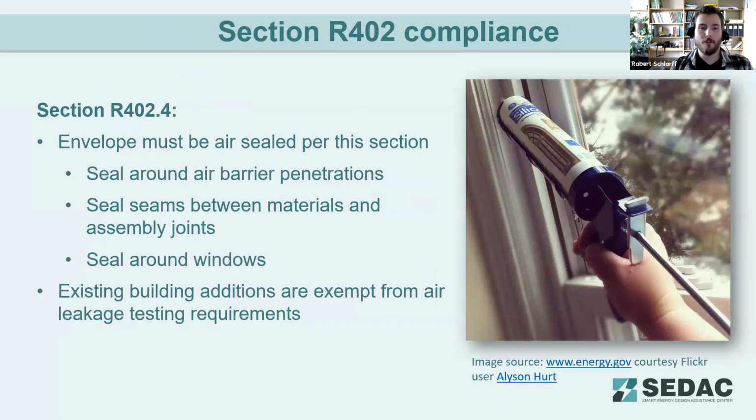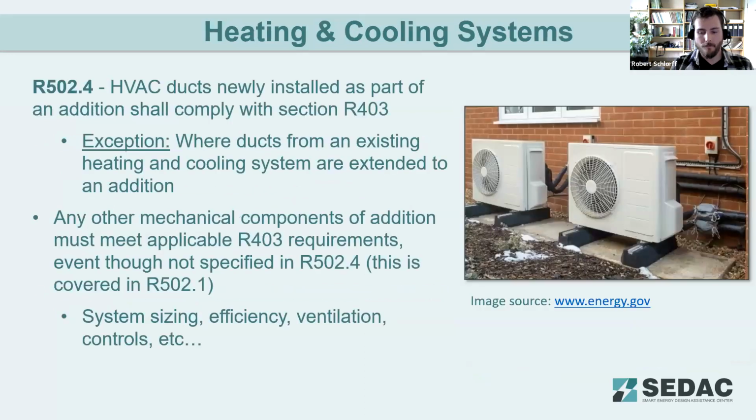Section R402, again covering the air sealing, we need to make sure that the envelope must be air sealed per the section. Seal around air barrier penetrations, seal seams between materials and assembly joints, seal around windows. Need to make sure that all of those typical air sealing details are achieved. But again, the building additions are exempt from air leakage testing.